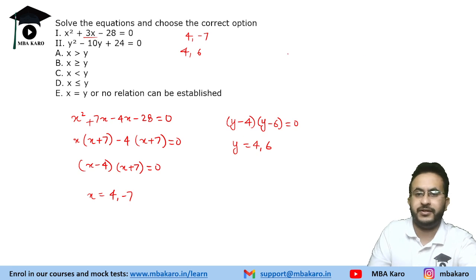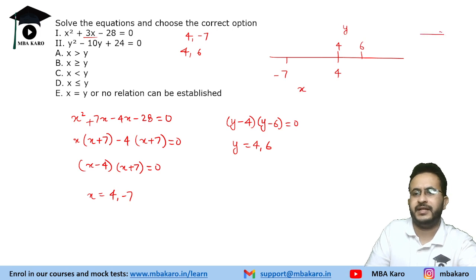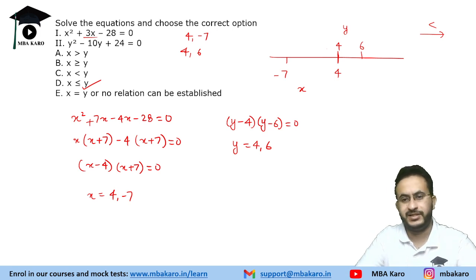Now how to compare the values? Put them on a number line. So this is 4 and minus 7, the values of x. y is 4 and y is 6. This is y and this is x. Now in a number line, this side is greater, this side is less. As you move to the right side, that is greater. So y is greater than x, and at this point y is equal to x. So y is greater than or equal to x. Okay, an easy one, because they are simple equations that could easily be solved.